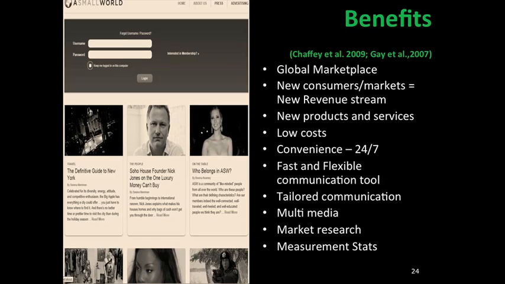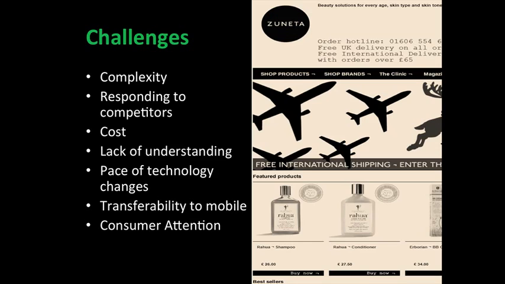New products and services can be offered. It's very low cost, it's convenient, it's 24/7. It's fast, it's flexible as a communication tool. It's very much tailored. You can use it to tailor your message and target your customer. It can be multimedia, it can be used for obviously market research, and it can help you measure the statistics that are coming back.